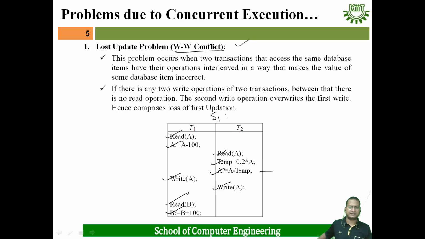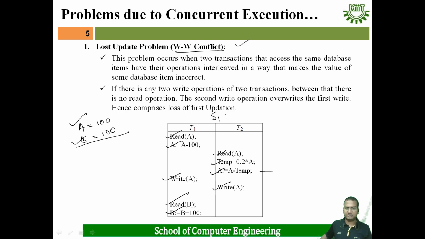But in this case, what happens? Suppose transaction T1 is a transfer of $100 from account A to account B. And transaction T2 is a transfer of 20% from account A. If T1 and T2 are executed serially, then what happens? Suppose the initial value of A is 100 and the initial value of B is 100.